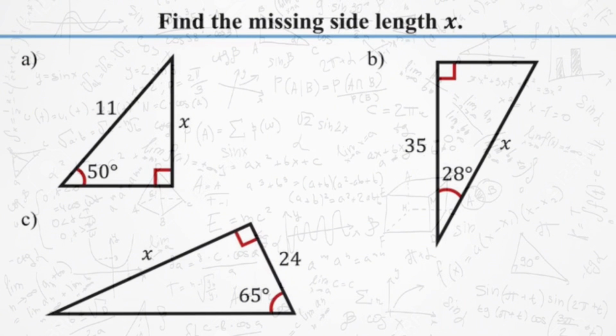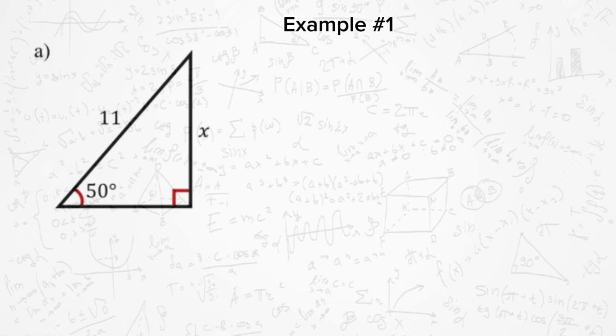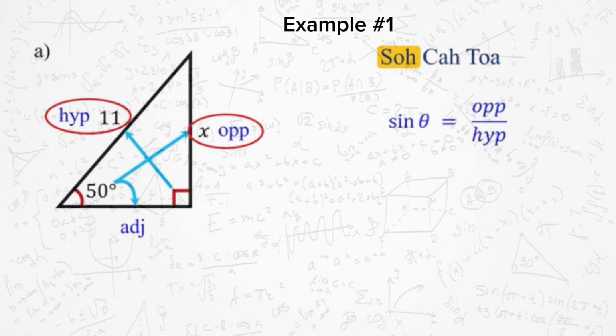Now, how do you find a missing side length when given one angle and one side length? Our first step is to label the sides. Opposite the right angle is the hypotenuse. Opposite the 50 degrees angle is the opposite side, and the remaining side is the adjacent side. Next, identify the given side and the side you are asked to find. The hypotenuse is given and we are asked to find the opposite side.